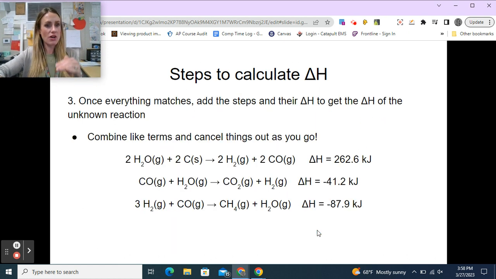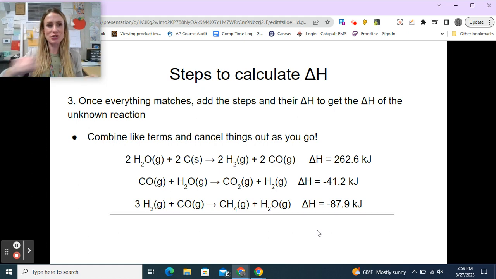So here's all of our chemical reactions now flipped. So I have a positive 262.6 kilojoules for that first one, still staying at that negative 41.2 kilojoules for the second. And then I flipped that last one too. So that's going to be a negative 87.9 kilojoules. And then now what I want to do is add the steps together to get the delta H. Now, when I do this, I also want to cancel things out just so that I'm making sure that it actually matches that overall reaction.